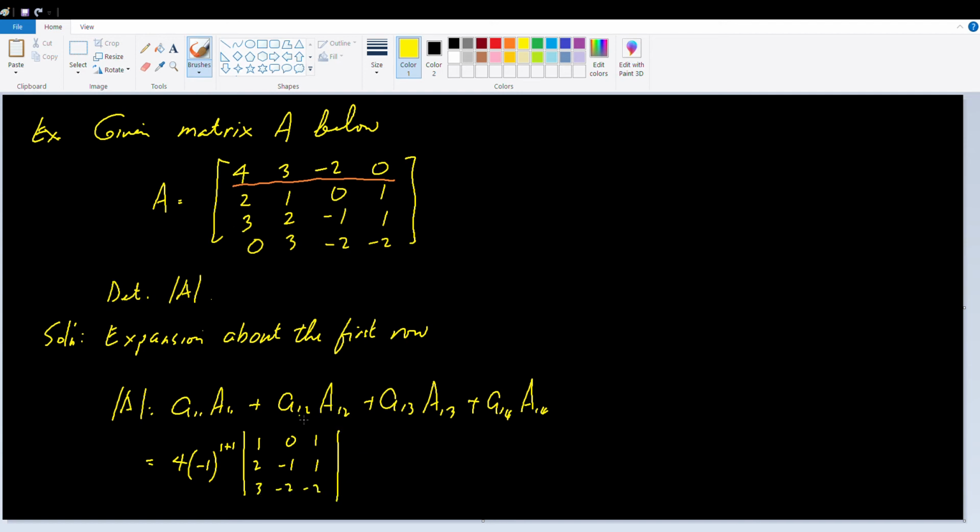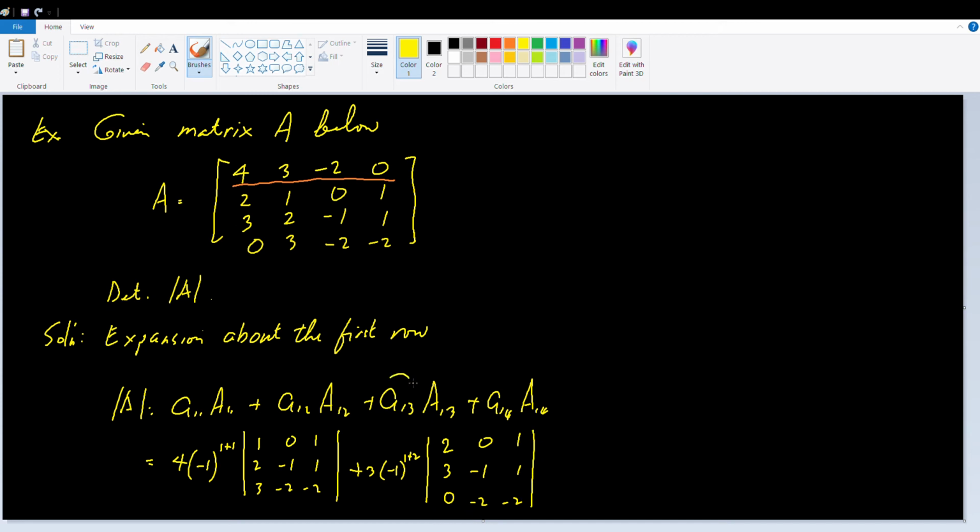Then we go to the next element, A12. A12 is 3. So 3 times the cofactor A12. That will be negative 1 raised to 1 plus 2, determinant of. Delete the first row and the second column. So what does it give us? 2, 0, 1, 3, negative 1, 1, and 0, negative 2, 2, 0, negative 2, negative 2.